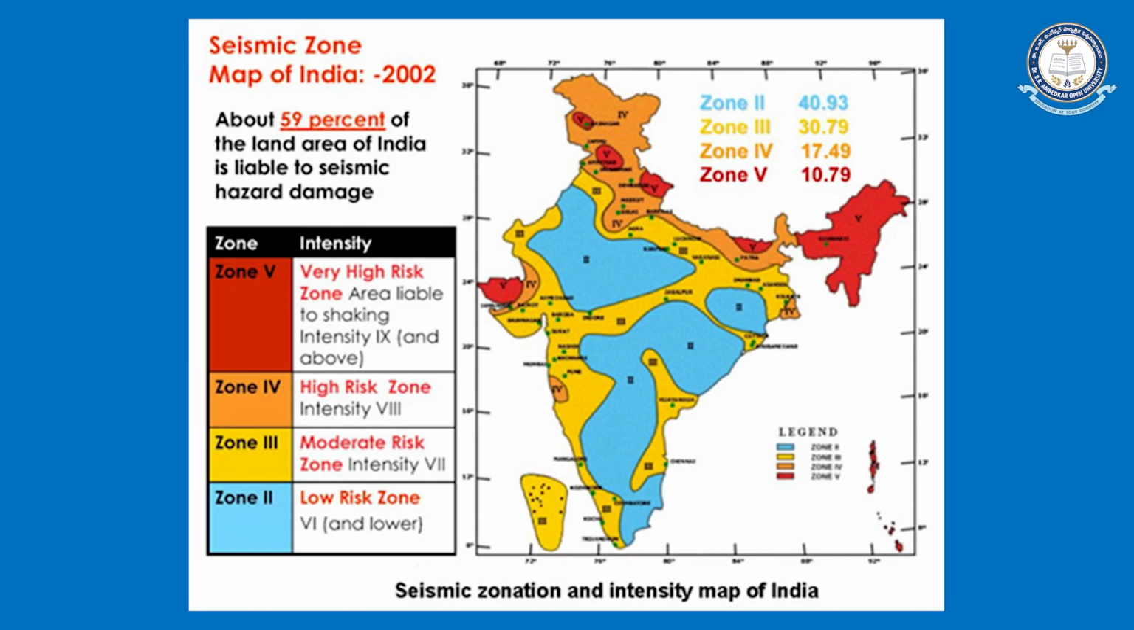Deccan trap is nothing but, as we have seen in the geological time scale, in the Cretaceous period we had two volcanic eruptions, huge eruptions which settled, and this is nearly 500 meters of sediments or the lava which have settled in the southern part or the middle part of India, which have become very strong and they are not very much active volcanically.